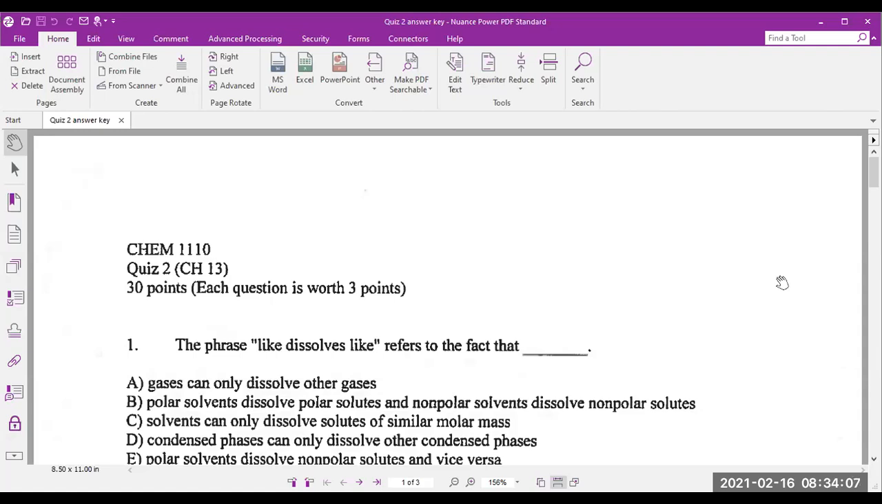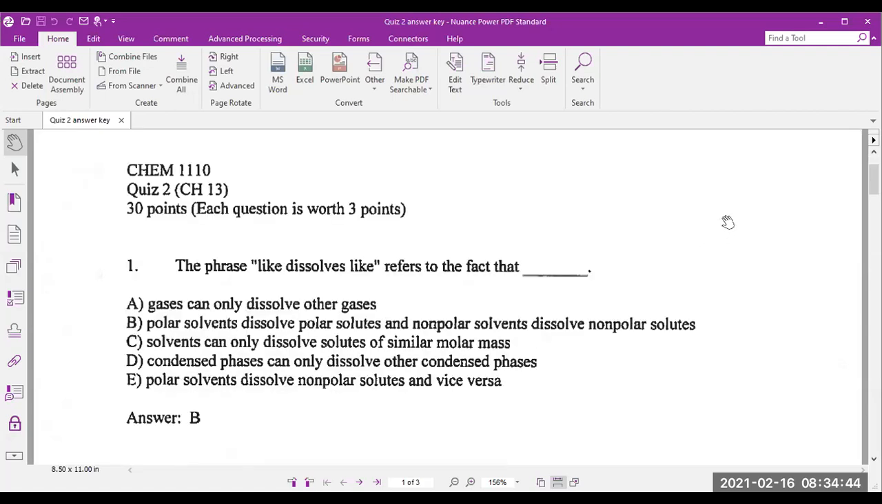So what we'll do today is we'll go ahead and review the answers for quiz 2, the quiz you took last week, and then we'll continue on with chapter 14. That's the kinetics chapter. Then Thursday of this week, we'll finish up chapter 14. And then next Tuesday, a week from today, we'll have an exam covering chapters 13 and 14.